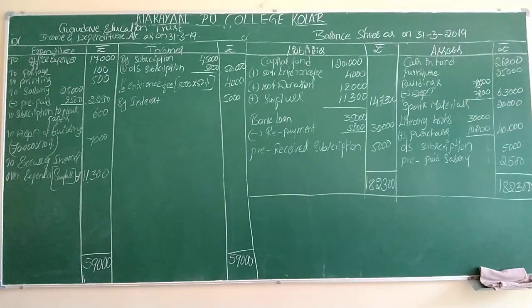So in this manner we have to prepare the receipts and payments account, income and expenditure account and balance sheet of accounting for not-for-profit organization of Gurudev Education Trust. My dear students, it's a very simple question. If you have any doubts regarding this, you can directly contact me. I will solve your doubt. So thank you everyone.